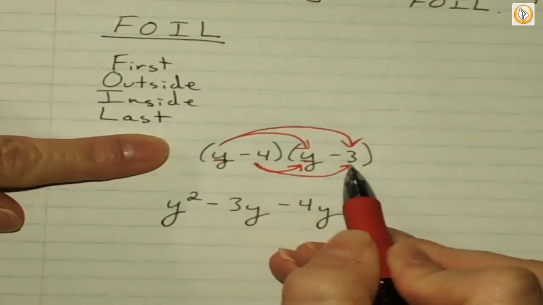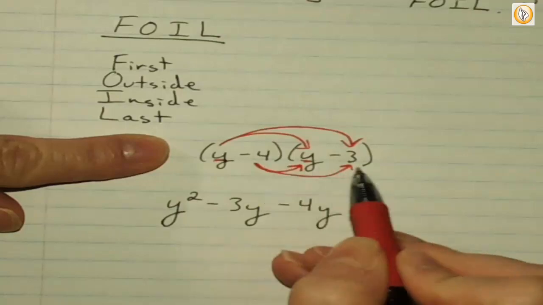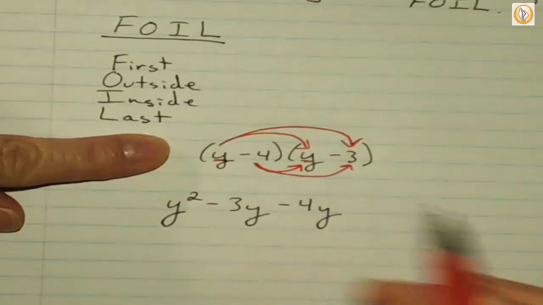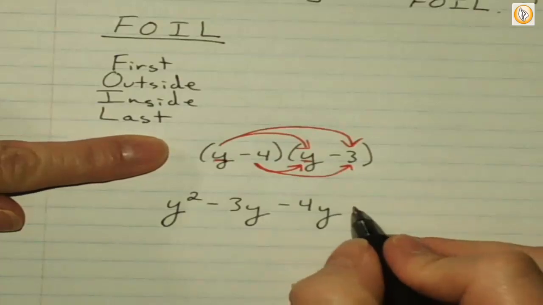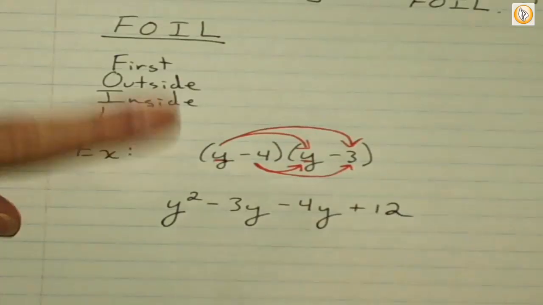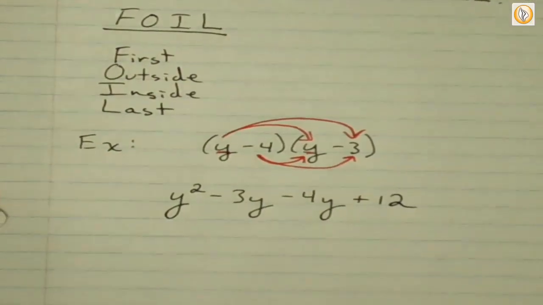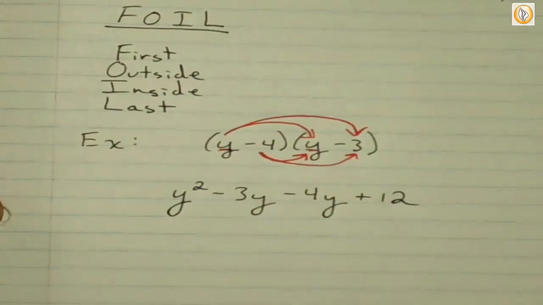And then last means you're multiplying the two last terms together. The negative 4 and the negative 3 are the last terms in each group. So negative 4 times negative 3 is what, Michael? Positive 12. And that's what we did yesterday? Yeah. That's why you don't have a lot of notes.